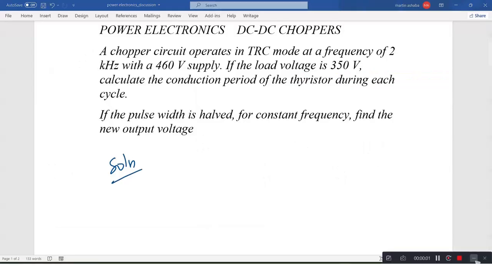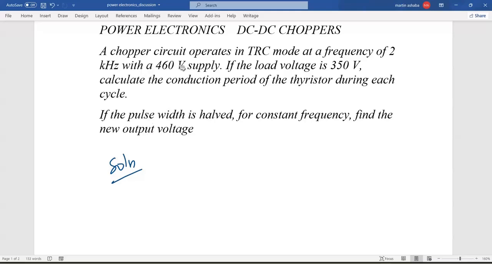Hello friends, in this discussion we're going to be looking at power electronics, and we are localizing our discussion on DC-DC choppers. So a guiding question says: a chopper circuit which operates in time ratio mode at a frequency of 2 kHz with a 460 volts supply. If the load voltage is 350 volts, calculate the conduction period of the thyristor during each cycle. If the pulse width is halved, for constant frequency, find the new output.